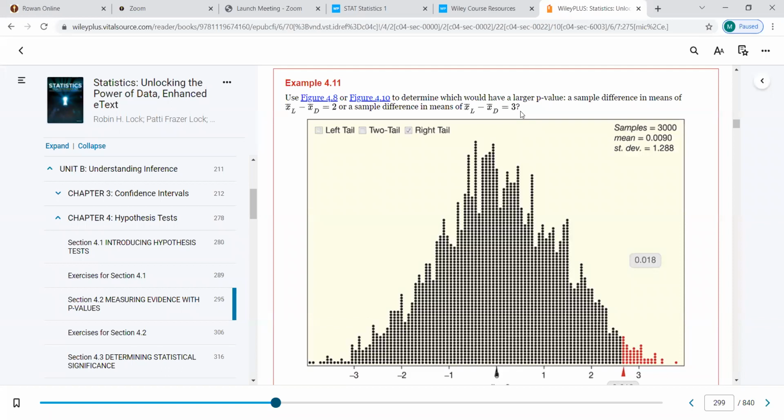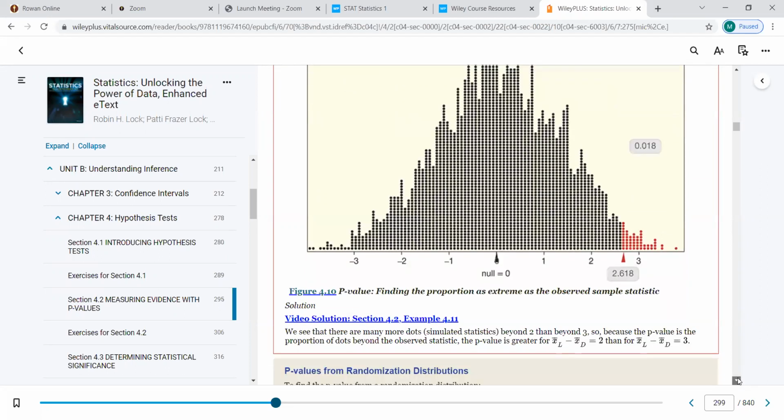2. Because if you look at where 2 is, to the right of 2 we have all these dots, so we have a bigger p-value. Look at where 3 is. We have fewer dots, smaller p-value. Because it's a proportion: out of the 3,000, we count the number of dots to the right of that and divide by 3,000. And so the proportion would be smaller for the difference of 3 than the difference of 2.